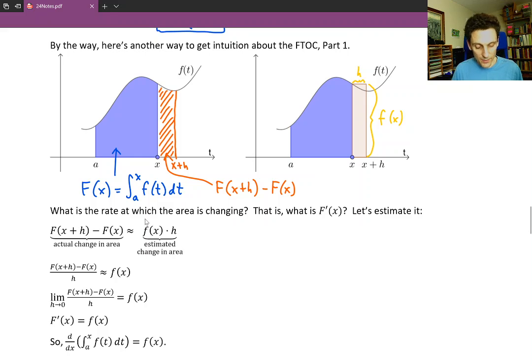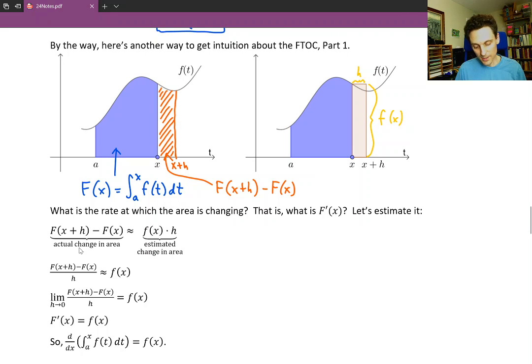So if we ask the question, what is the rate at which the area is changing? In other words, what is big F prime of x? We're going to be able to figure it out using just a few steps down below. First, we're going to note that these areas are approximately equal to each other as long as h is pretty small, and in fact the smaller h gets, the closer these two areas on the left and the right are to each other. So the actual change in the area and the estimated change in the area are about the same. That's what the squiggly equals signs mean, about the same.